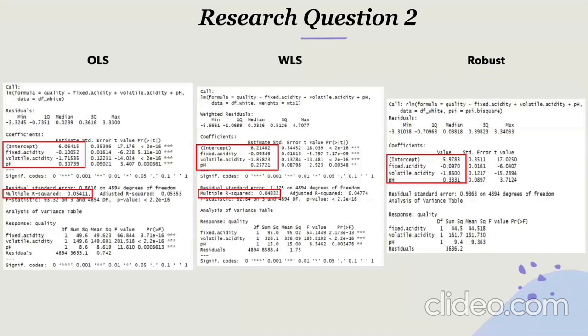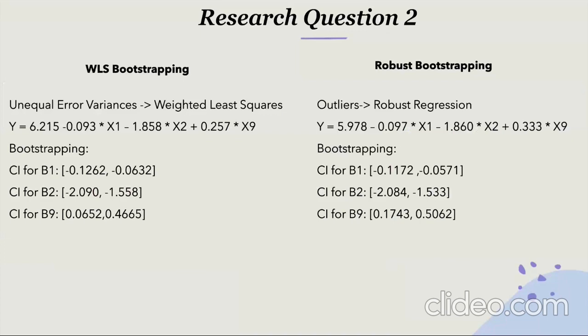In addition to running OLS regression, WLS and robust regressions were performed, with WLS demonstrating slightly increased values and robust showing slightly decreased values compared to the OLS model. The confidence intervals from the bootstrapping for the WLS are shown on the left, and the confidence intervals for the bootstrapping for the robust models are shown on the right. Given that B9 contains a 0 for both WLS and robust, we can conclude that the null hypothesis cannot be rejected and there isn't a significant linear impact.